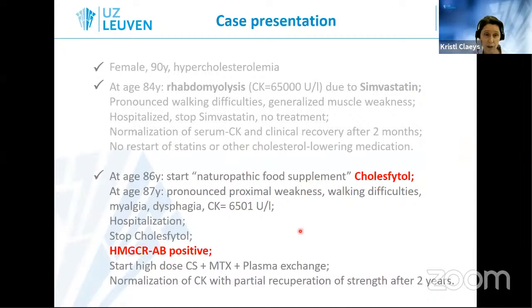So she starts this treatment and 1 year later, at age 87 years, she develops pronounced proximal weakness with walking difficulties, myalgia, dysphagia, and CK of more than 6,000 units. She was again hospitalized because of the severity of the symptoms, and this cholecystol was stopped. HMG-CR antibodies were shown to be positive, and high-dose corticosteroids, methotrexate, and plasma exchange were started. And so only after 2 years, there was a normalization of CK with only a partial recuperation of the muscle strength.